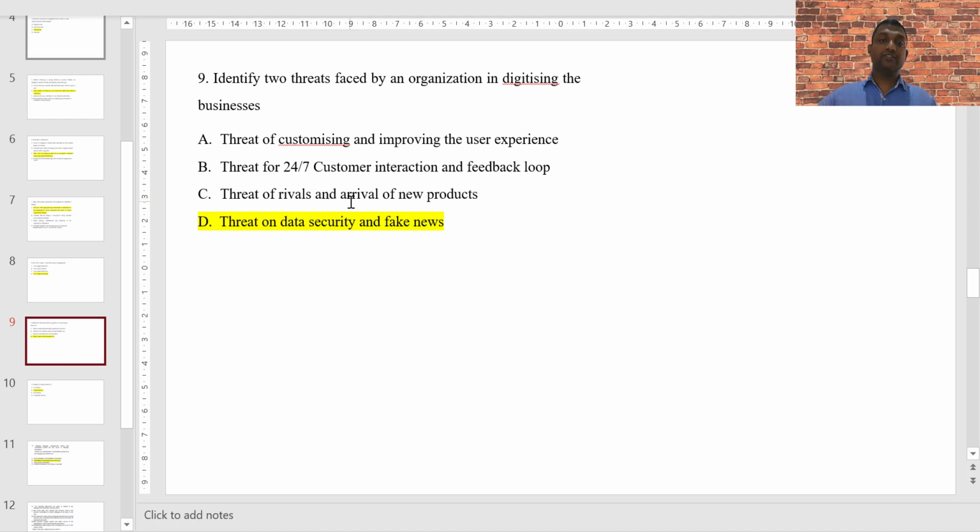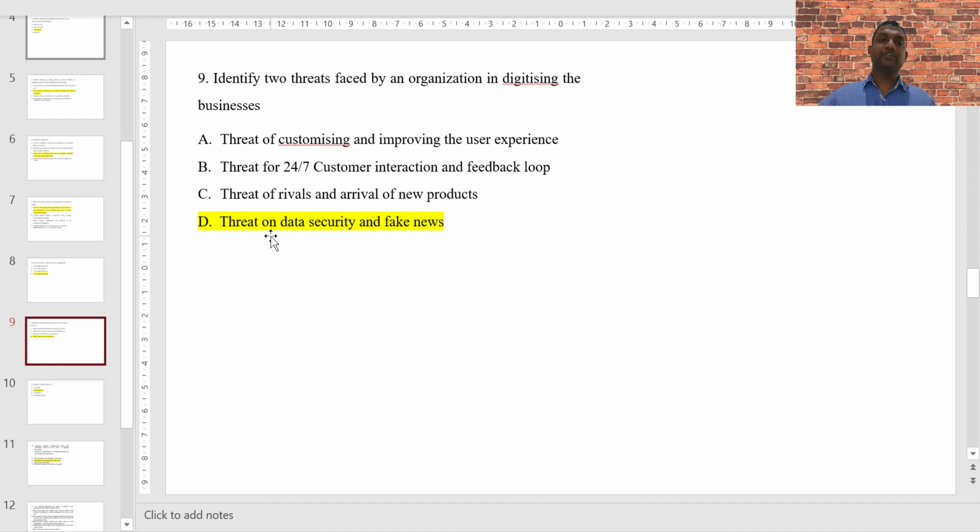And threat of rivals and arrival of new products is not related to digitizing a business, because this is something where even if you don't digitize a business, any business would have this threat there, because always we can expect rivals to appear and new products which are competing with your products will appear. So that is not related to digitizing a business, but this threat is there for most organizations.